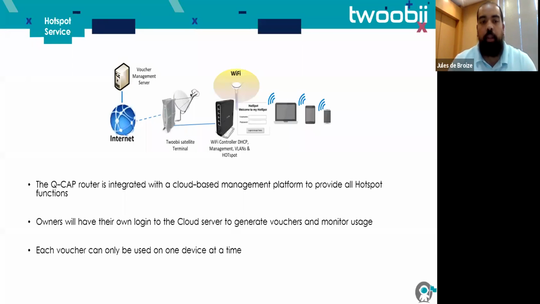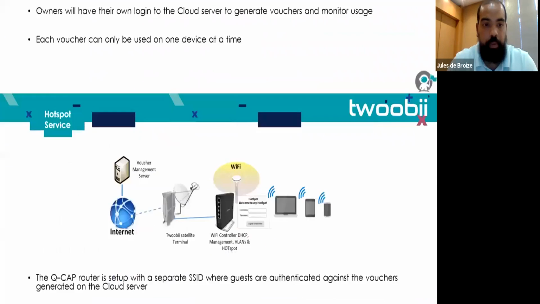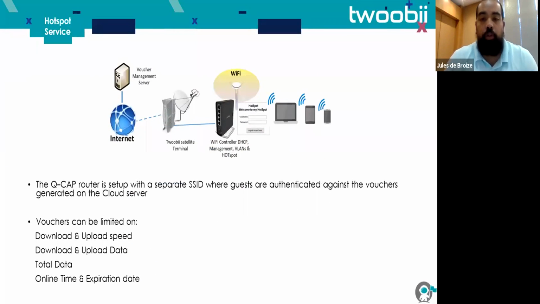I just want to make a point at this point that each voucher is device specific. So it's not user specific. It is device specific. So one voucher per device. So one voucher for one laptop, another voucher for your cell phone. So how it works is with your QCAP router on site.